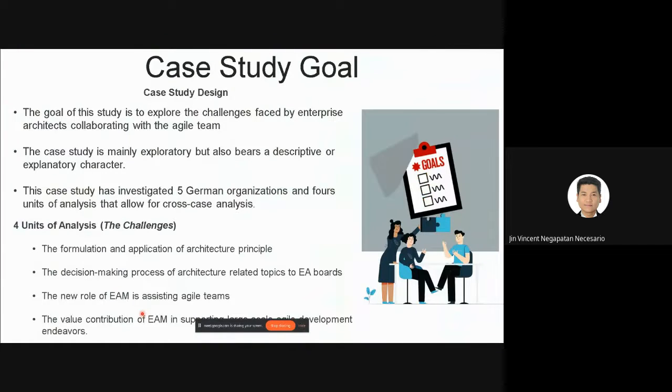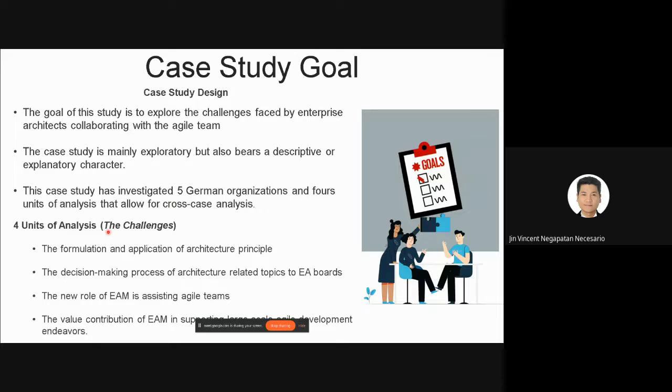So for the case study goal, the goal of this study is to explore the challenges. We already mentioned some of their differences and their tension, and then there are challenges. We'll see how they will collaborate within an agile team. This is only exploratory, and it bears a descriptive and explanatory character. Also, this case study investigated five German companies and four units of analysis that allow for cross-scale analysis.